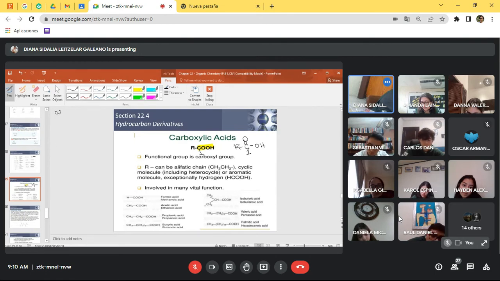Aldehydes, which was the last group we saw, contains a carbonyl group, the R, the carbonyl group, and an H.